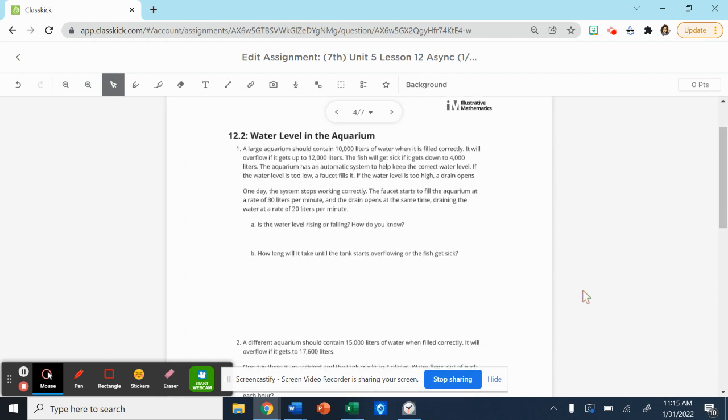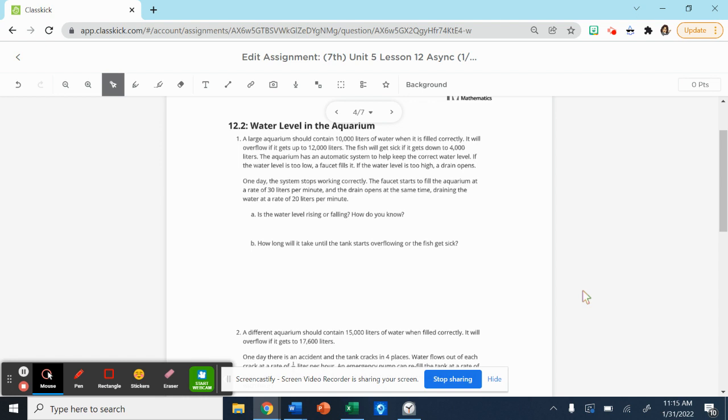Slide 4, 12.2, water level in the aquarium. A large aquarium should contain 10,000 liters of water when it's filled correctly. It will overflow if it gets up to 12,000 liters. The fish will get sick if it gets down to 4,000 liters.